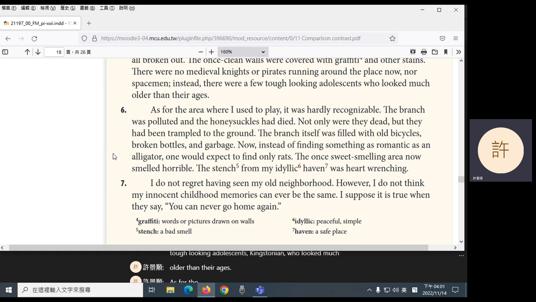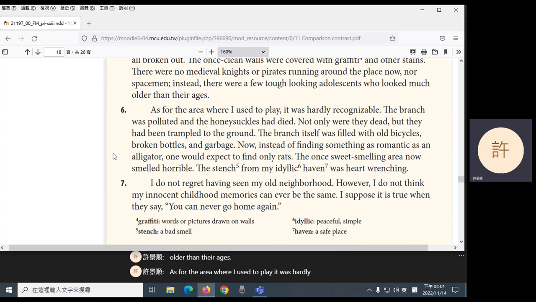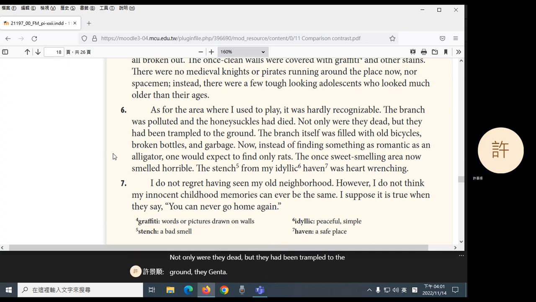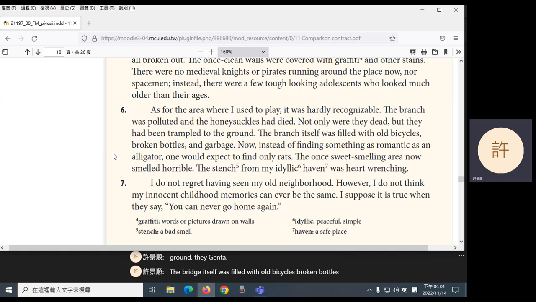As for the area where I used to play, it was hardly recognizable. The branch was polluted, and the honeysuckles had died. Not only were they dead, but they had been trampled to the ground. The branch itself was filled with old bicycles, broken bottles, and garbage. Now, instead of finding something as romantic as an alligator, one would expect to find only rats. The once sweet-smelling area now smelled horrible. The stench, which is the stink, from my idyllic haven was heart-wrenching.